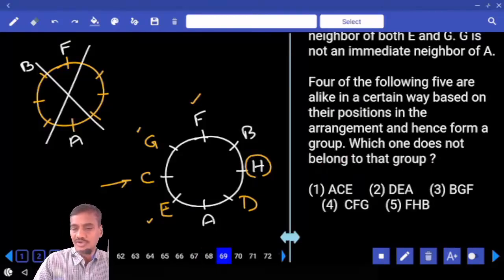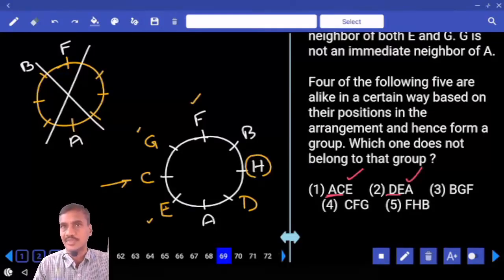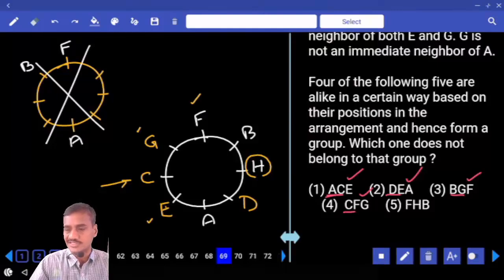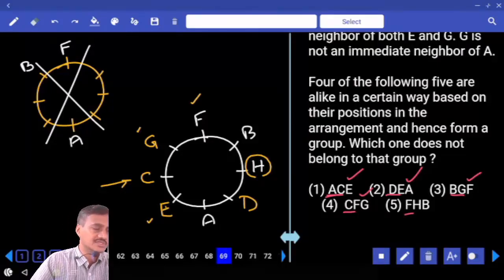And then, which of the following: A, C and E. Now A, C and E: E is exactly between A and C, isn't it? And D and E: A is exactly between D and E. Now the third person is exactly between the first 2 persons. B and G: F is exactly between. C and F: G is exactly between. F and H: that is B. Now in all the given choices, the condition is valid.